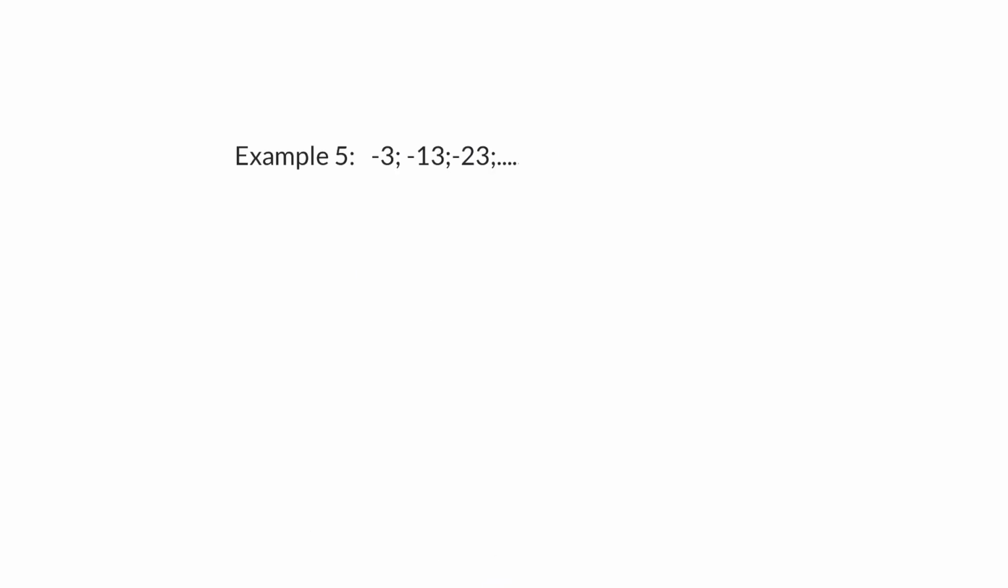In this final example, we're going to look at the method you used in grade 7 to 9, as well as the new method to get a general term Tn. So let's work out the difference. In the first place, the difference here is negative 10, and negative 13 minus negative 3 also gives you negative 10. So D is negative 10, the common constant difference.